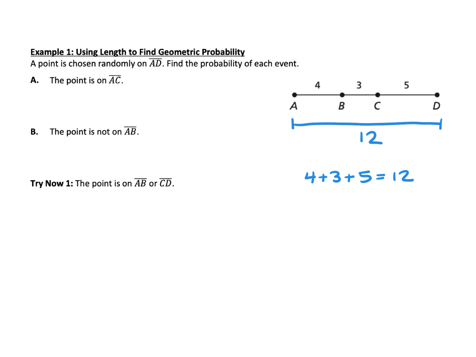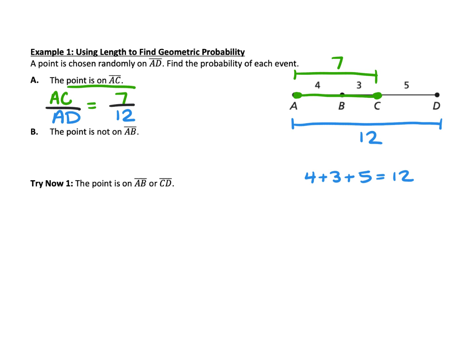To find the probability that our randomly selected point is on segment AC, what we need to do is take the length of AC, which is from here to there, divided by the total sample space, because the point can be anywhere on AD, so the sample space AD will be our denominator. Now, if we just sub these values in, notice that AC is 4 plus 3, so 7. And AD is 12. So our probability as a fraction is 7 over 12.